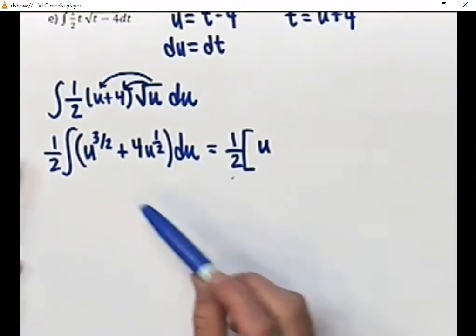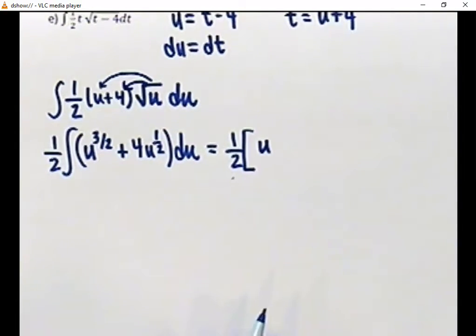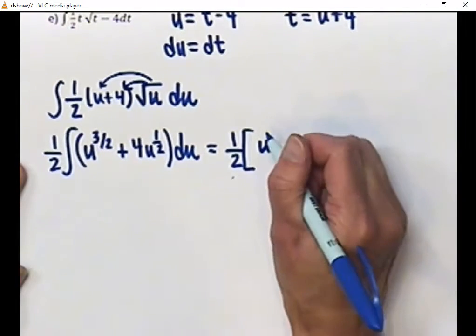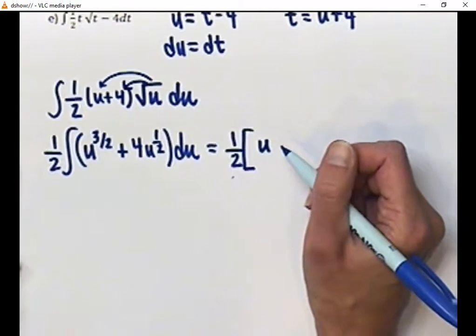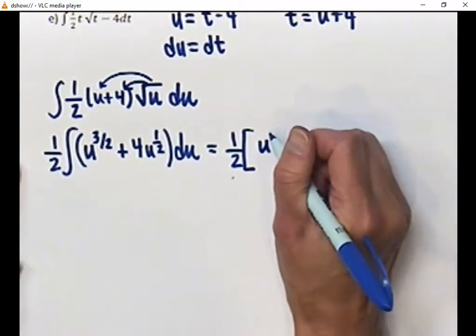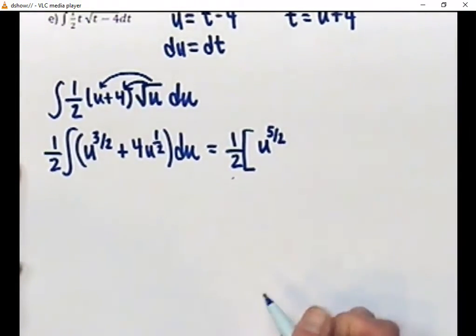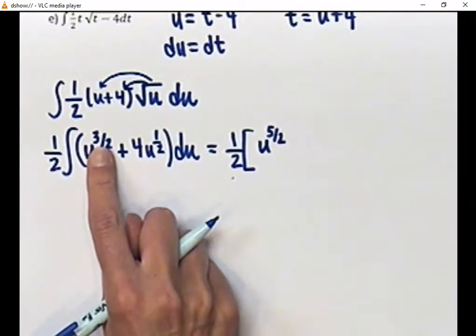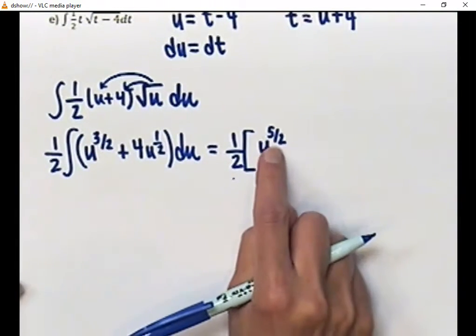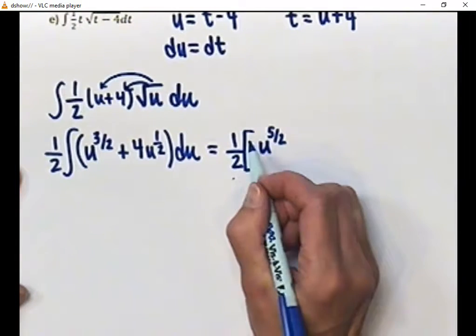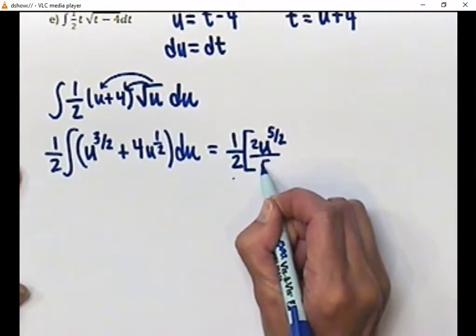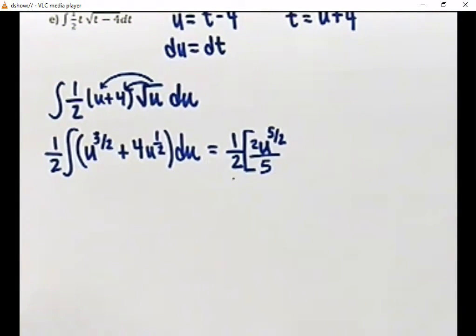Okay, that's right. Benjamin, what does u to the 3 halves become? It's going to be u to the 3 halves plus 1, which is u to the 5 over 2 multiplied by 2 over 5. Yep. So remember, you just add 1 to the power. So 1 plus 3 halves is 5 halves. Then you have to divide by 5 halves, which is the same as multiplying by 2 fifths. So you should have 2 fifths u to the 5 halves, however you want to write that.